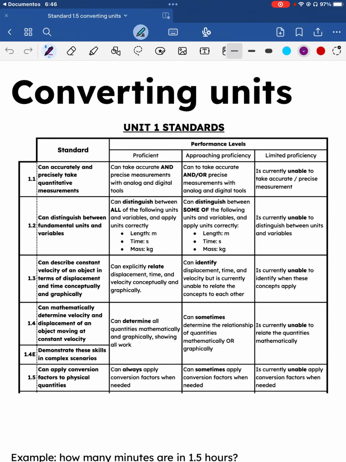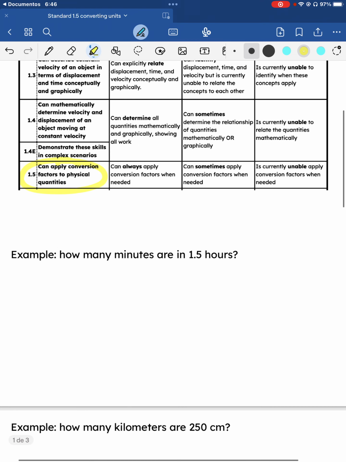Hello and welcome. The purpose of this video is to go over converting units, standard 1.5, using conversion factors. This is actually something you already know how to do without even thinking about it. We're going to make it a little bit more formal today.